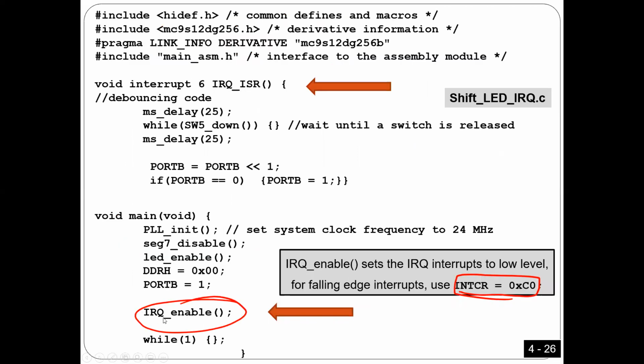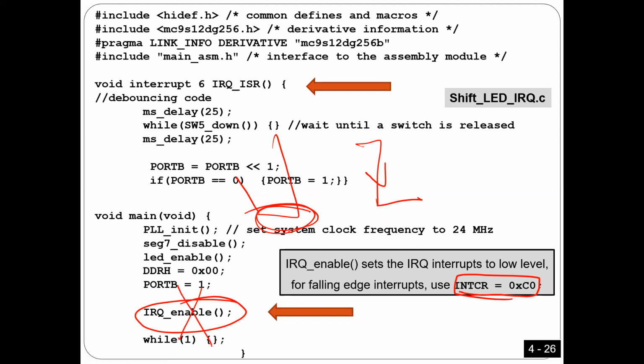So if you want to say IRQ underscore enable, that's totally fine. If you want to use INTCR equal 06 C0, that should be okay. I want to tell you, this one is used if you want to configure the IRQ to respond to falling edges. Now, if for some reason you want to respond to low level, in this case, you can change this one here.